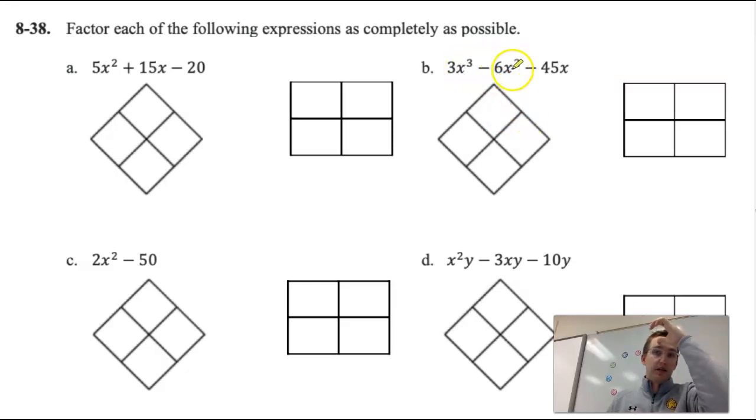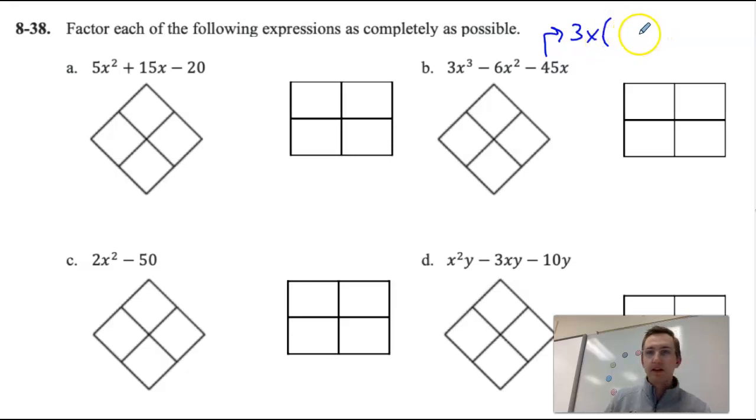So we have 3, we've got negative 6, we've got negative 45, we've got x to the third, x to the second, and x. So every term has an x, so we can factor an x out for sure. And every term is also divisible by 3. So I'm going to factor out 3x from this equation.